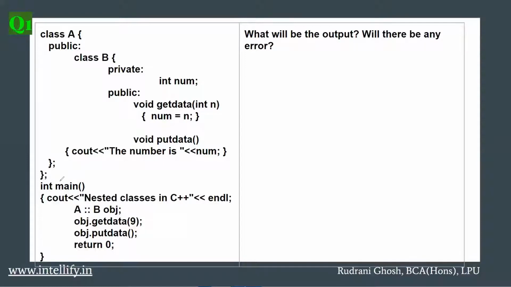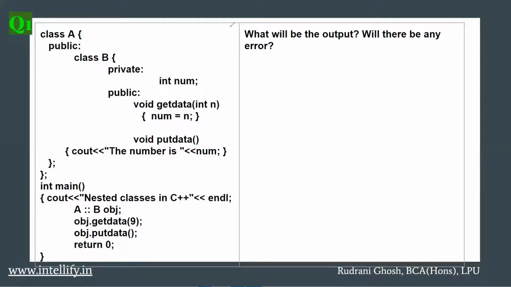Then we come outside the class. We have int main, which is present inside class A. Then we are simply printing "nested classes in C++". It's a normal statement that we are printing. We create an object obj, which belongs to class B, which is present inside class A. Using obj, we call getData and pass a number. Then we use obj to call the putData function.